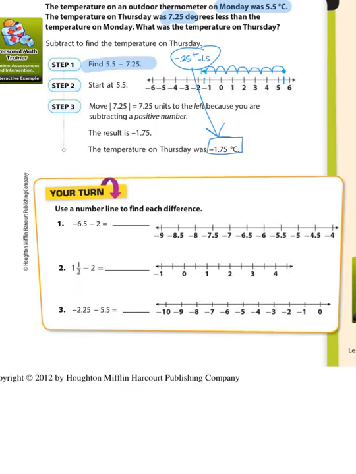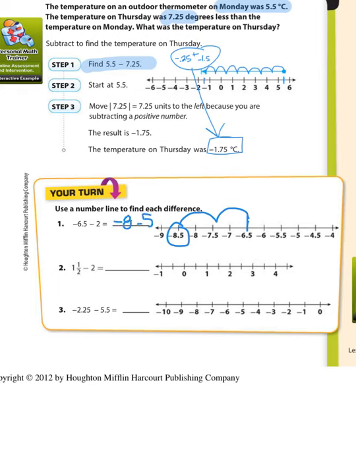All right, let's keep going. Number 1 at the bottom here, negative 6.5 minus 2. We're going to start at negative 6.5, and then we're going to move 2 units to the left. Make sure you're careful on how they count units. Notice this number line goes by 0.5. So when I move 1 unit, I'm moving 2 spaces because 2 halves is a whole. A whole is going to be 1 unit. So let's move 2 units to the left. 1, 2. All right, my answer is negative 8.5.